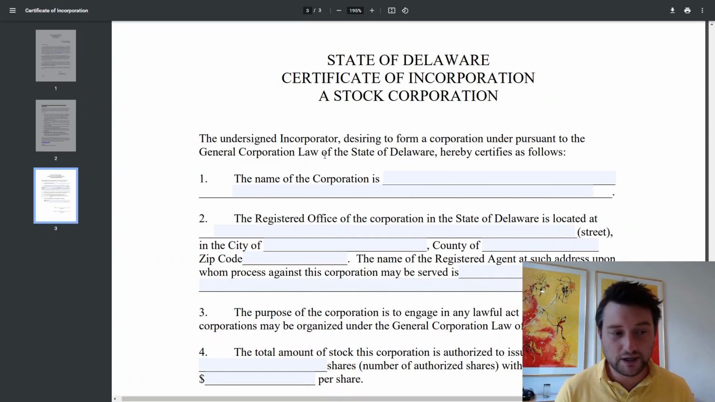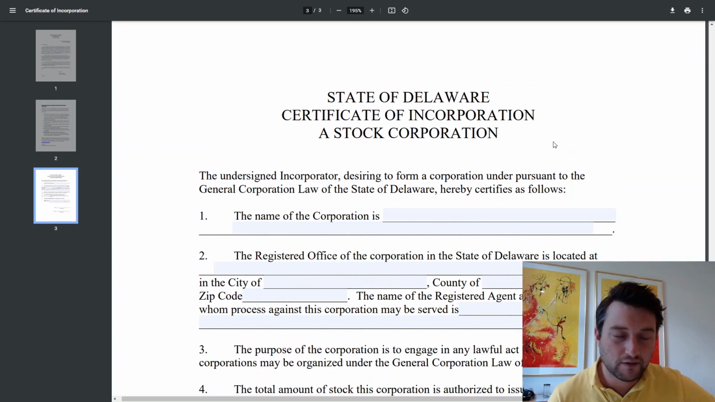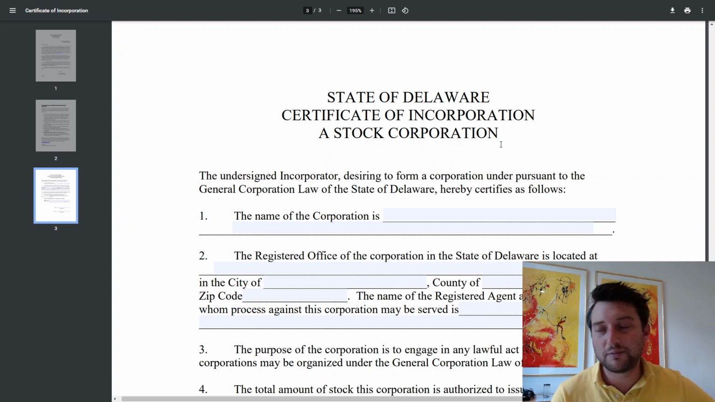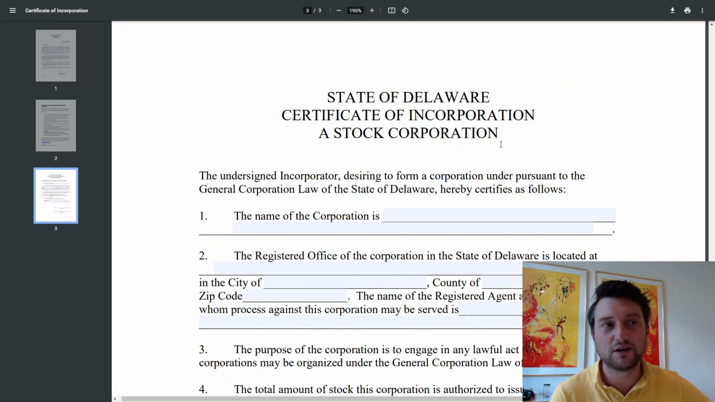Okay, here we go. So here, this is a sample certificate of incorporation that's directly on the Delaware website. So you can see up here we have State of Delaware Certificate of Incorporation for a stock corporation. The stock corporation, what they're after there is, this is a company that's going to have actual shareholders. Non-stock corporations are like the nonprofits, right? So a nonprofit is still a corporation under state law, but it's non-stock in that you don't have shareholders.